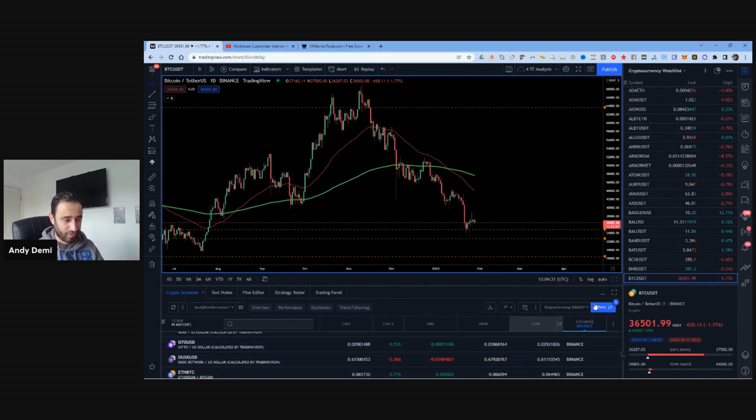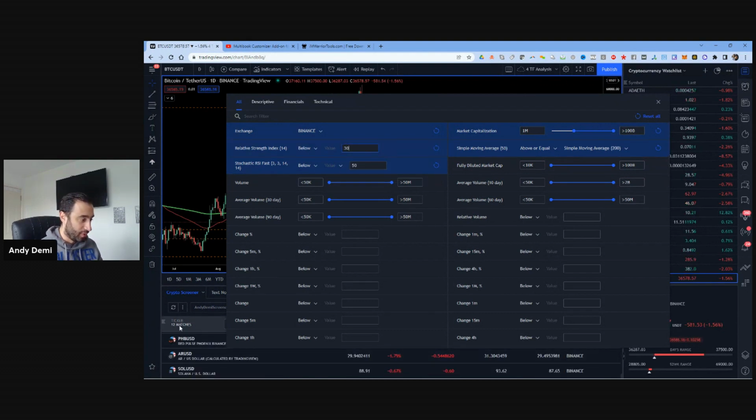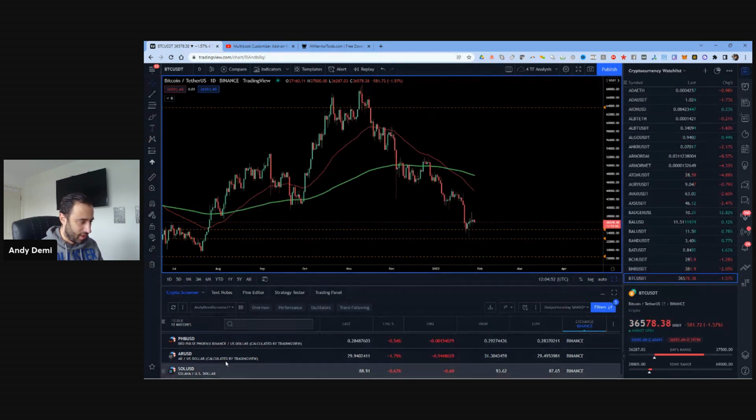You can add a few extra filters. For example, if you want to have fewer results, you can make this a bit more strict. So instead of 50, you can go below 30, for example. So you can get a really nice price. Let's try that. You see the number's going to drop to only 12 now. So now you're going to get the very, very best.